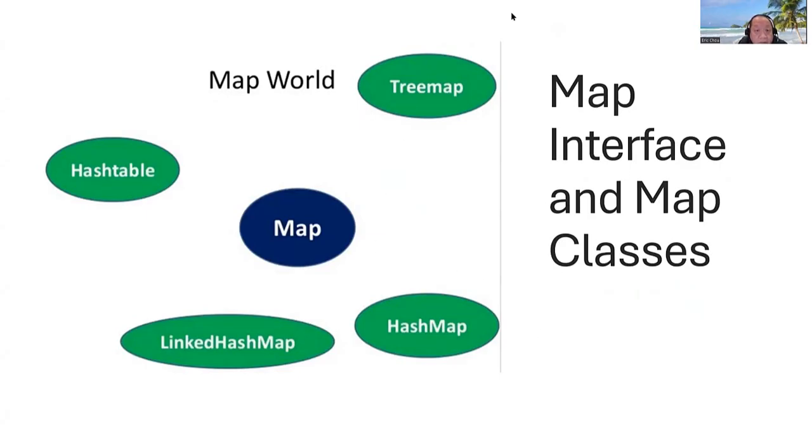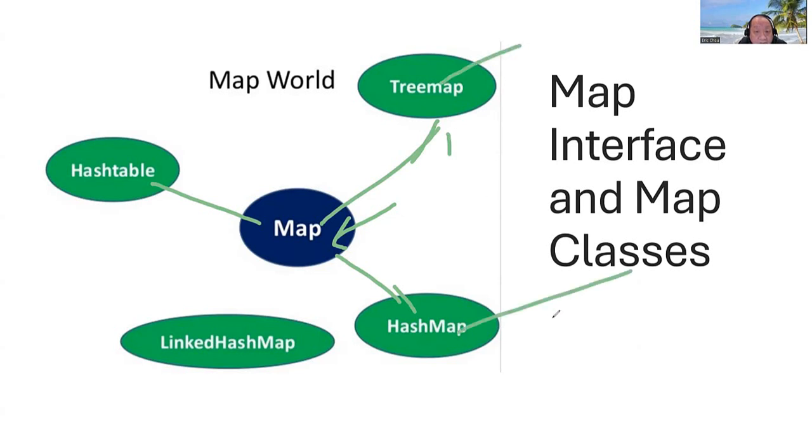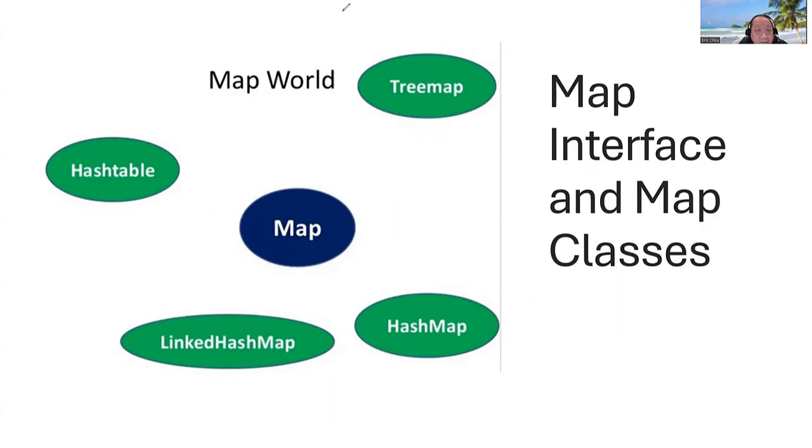So you do have a map. Map is actually an interface, okay? You do have hash table, hash map, tree map. This one is made of tree. This one is hash table. There's another one called linked hash map, okay? It's different from hash map. Now, you have to be careful about these two. These two are similar but not the same.